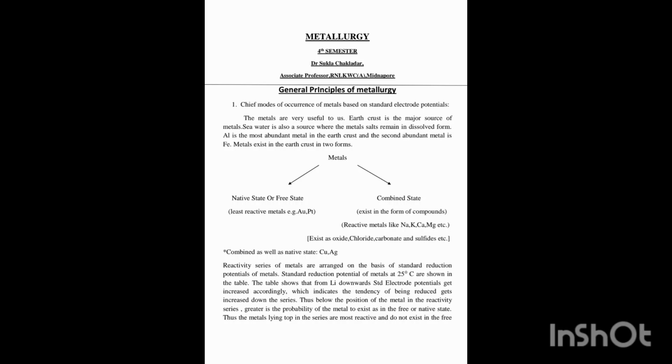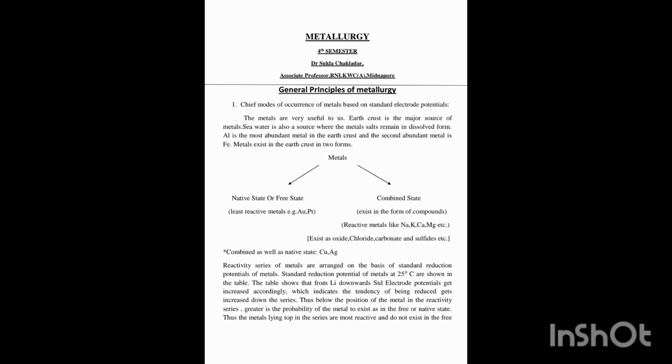Standard reduction potentials of metals at 25 degrees Celsius are shown in the table. The table shows that from Li downwards, the electrode potential increases accordingly, which indicates that the tendency of being reduced increases down the series. Thus, the lower the position of the metal in the reactivity series, the greater is the probability of the metal existing in the free or native state.